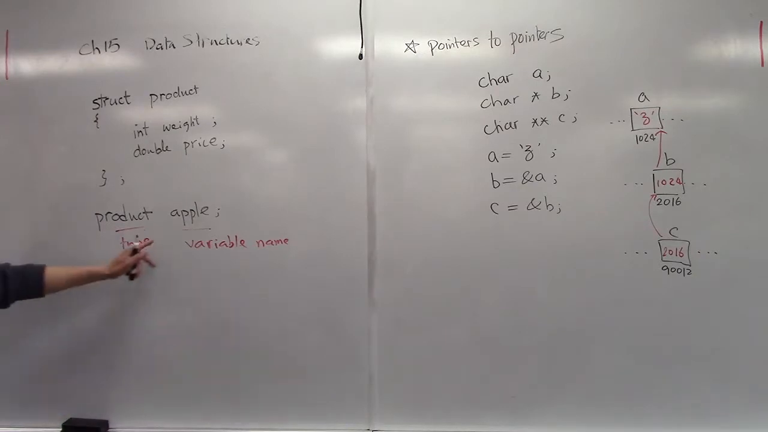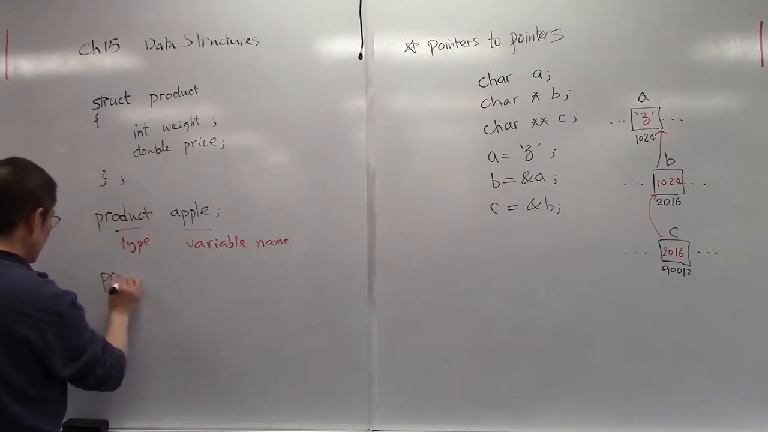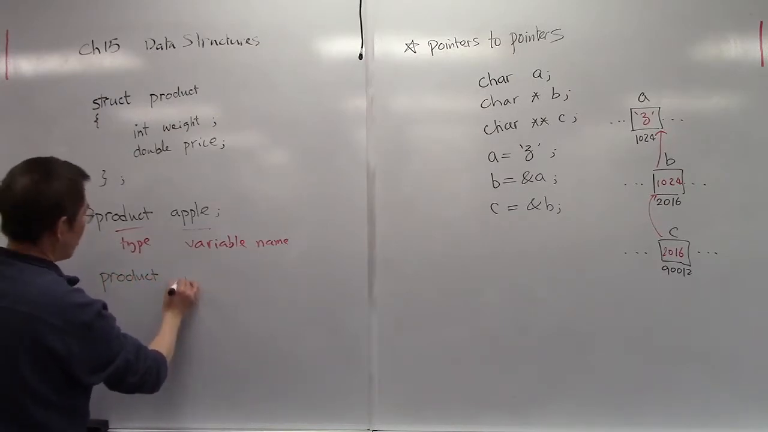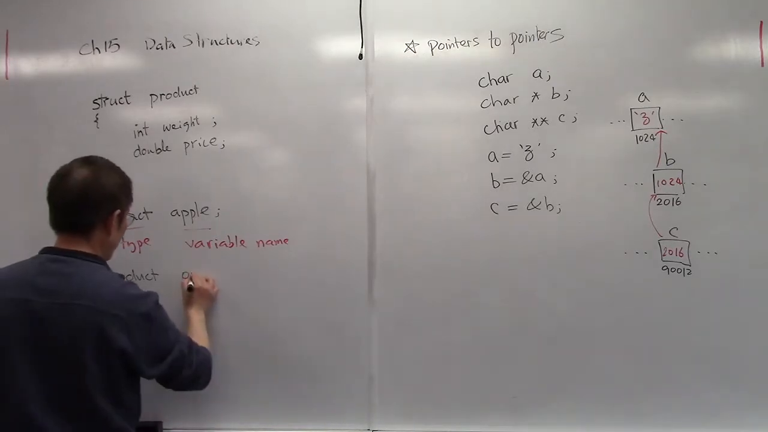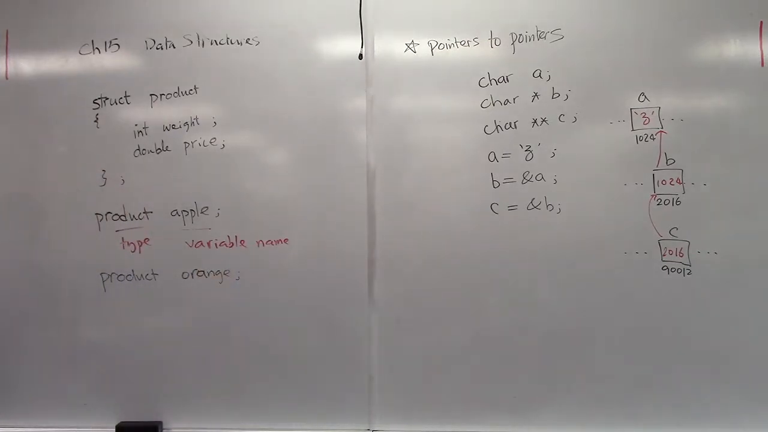So that will declare the name apple as a struct product type. Then I can also declare another one, product orange. Okay, then orange is also of a product struct type, right?